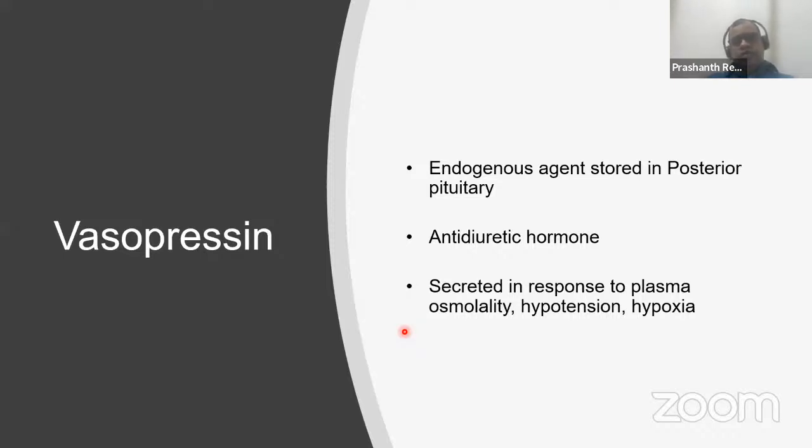Then coming to the other agent, vasopressin. This is an endogenous agent which is secreted by the hypothalamus and stored in the posterior pituitary. It is a potent vasoconstrictor. It is also called antidiuretic hormone. Physiologically, it is secreted whenever there is an increase in plasma osmolality, hypotension, hypoxia, pain, or nausea. All these trigger secretion of vasopressin endogenously.